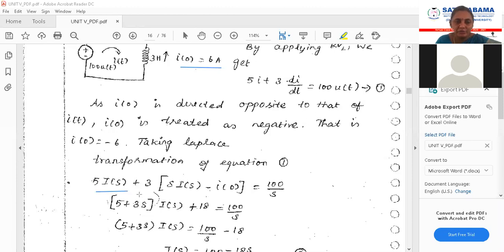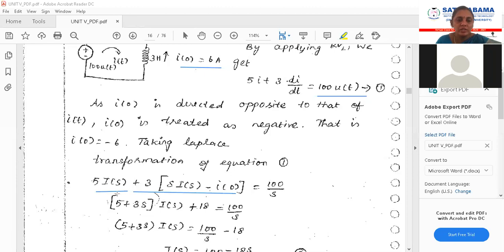So 5 into I of s plus 3 into, now this is the inductor. So for the inductor, you will normally have it as s into I of s minus I of 0. Now I of 0 has been given as 6 amps, so we will substitute here. And 100 into U of t. Taking Laplace for 100 into U of t, you will have 100 by S.